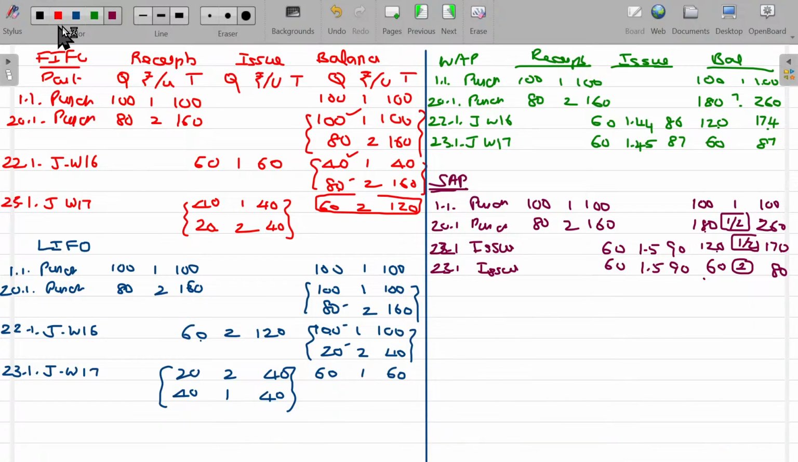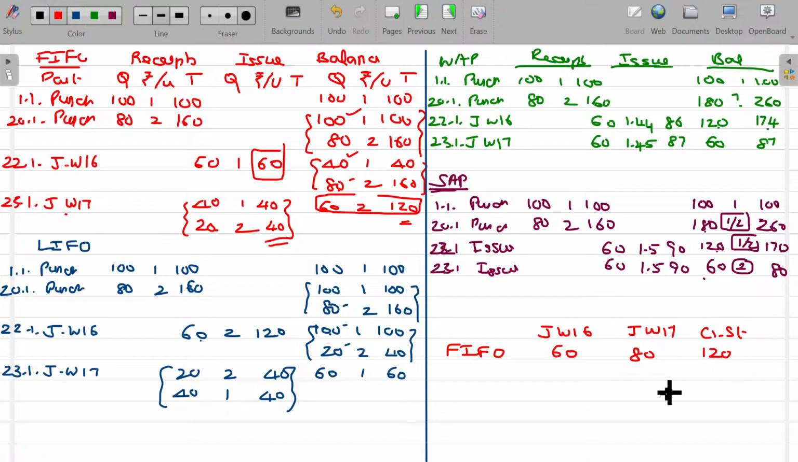Now, come on. What is the interpretation? Job W16, job W17, and closing stock. Under the FIFO method, the amount charged for job W16 while preparing the cost sheet, material cost, how much might you have charged? 60 rupees. For job 17, you charged how much? 80 rupees. What is the closing stock value? 120 rupees.